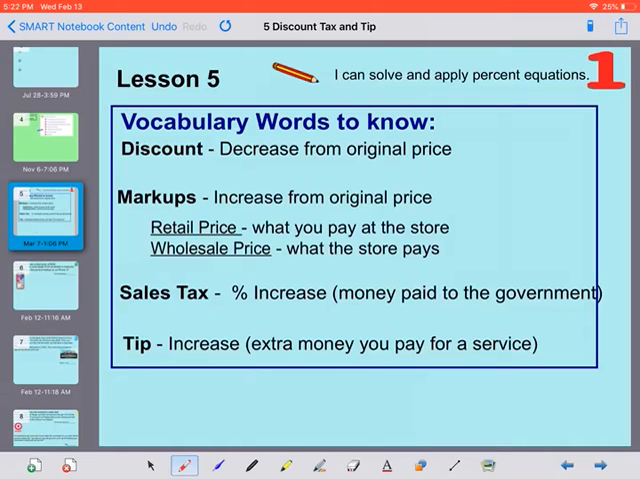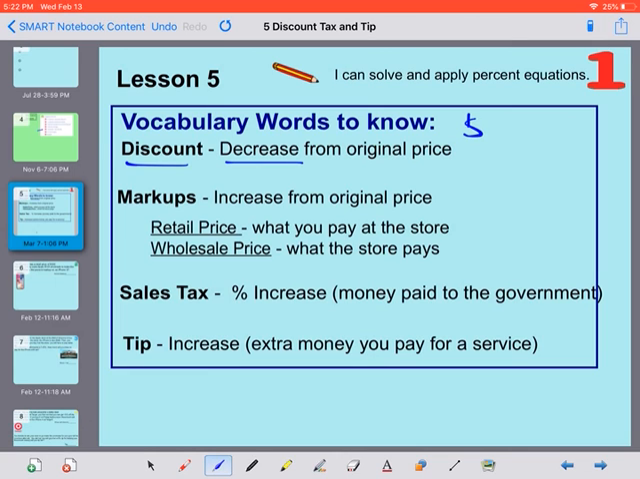Hello, today we are doing lesson 5, which is on discount, tax, and tip. So we're going to start out with some vocabulary words that you need to know that will help you with the next 3 slides that we will do. So first word is a discount. A discount is simply a decrease from the original price.